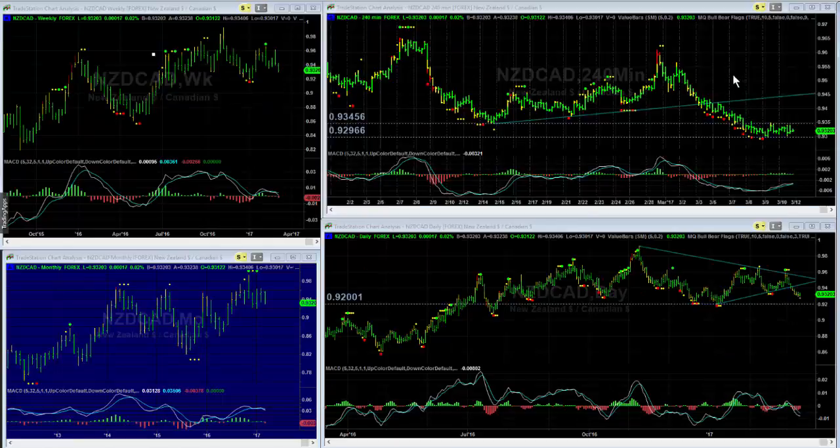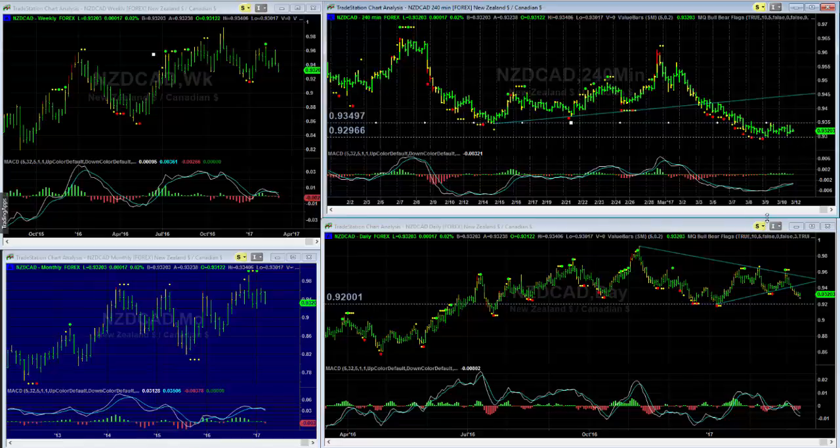In the Kiwi loonie, you can see we've gotten ourselves into a bit of a channel here on the 240, and that's after breaking down out of this pennant that we've been watching. And we're bearish on the daily, bearish on the weekly, and we're neutral to bullish on the 240. So watch for us to break out of that channel. It looks like it wants to break lower, but we'll have to wait for the charts to tell us.